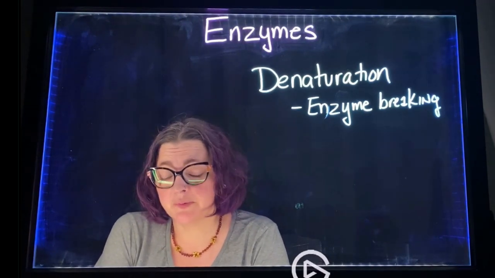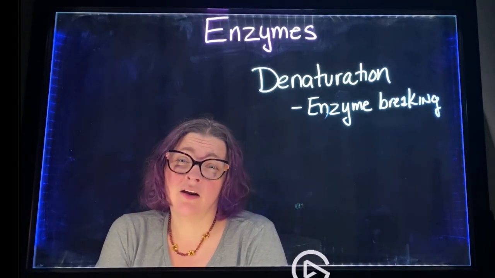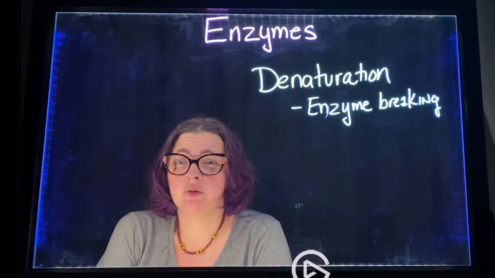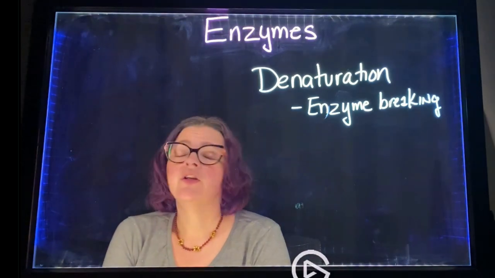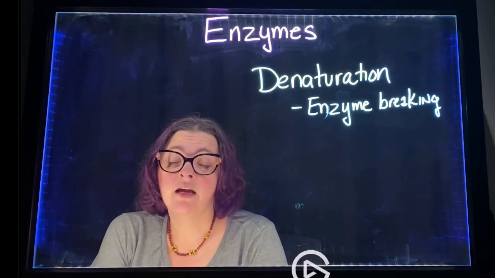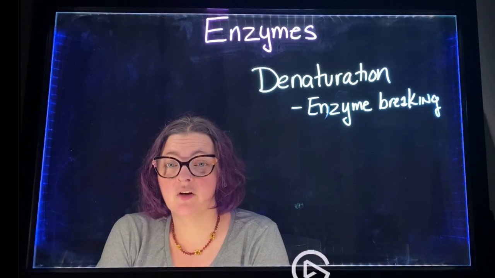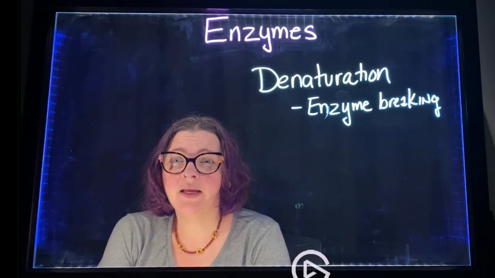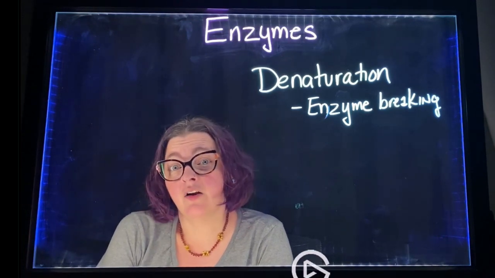So denaturation is not always necessarily final. Sometimes it is reversible. An example of reversible denaturation would be with your hair. This is not necessarily enzymes, but just protein in general. When you apply heat to your hair, you denature the keratin within the hair, which causes it to straighten. So you're basically breaking some of the bonds within the keratin in order to straighten the hair.